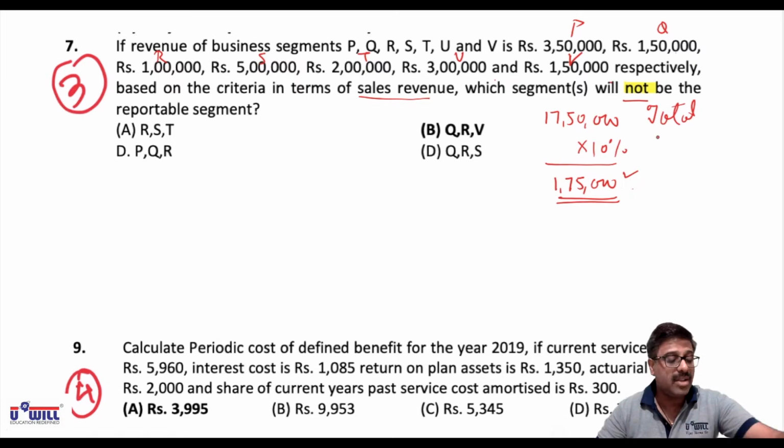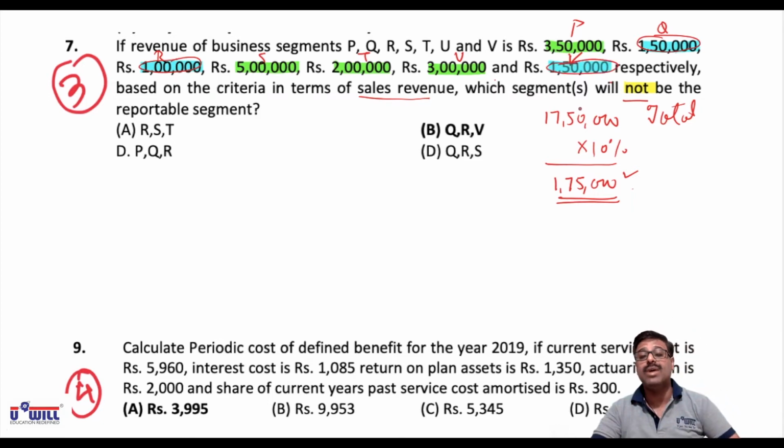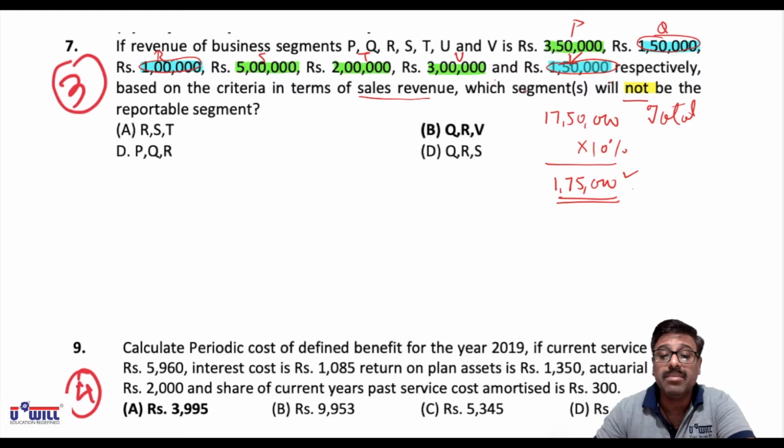Now whichever segments have more than or equal to 1,75,000 of revenue will be reportable segments. Whichever don't have will be not reportable segments. So which are the reportable? 3,50,000 is reportable. 1,50,000 is not reportable because it's less than 1,75,000. 1 lakh is not reportable. Again, 5 lakh is more than 1,75,000, reportable. 2 lakh is reportable. 3 lakh is reportable. 1,50,000 is less than 1,75,000, not reportable. So which ones are not reportable? Q, R, and V. These three are not reportable. We have to answer which are not reportable segments, so Q, R, and V means option B.